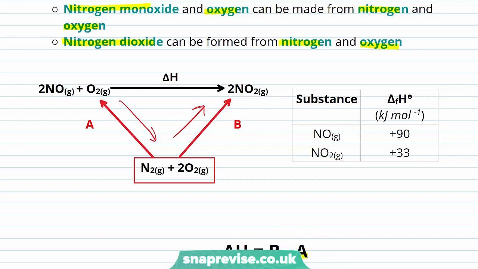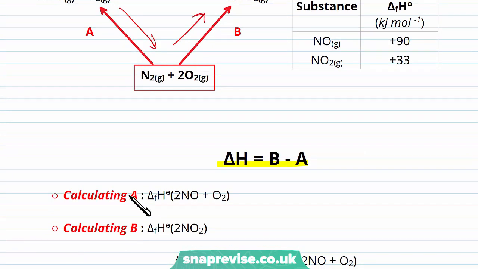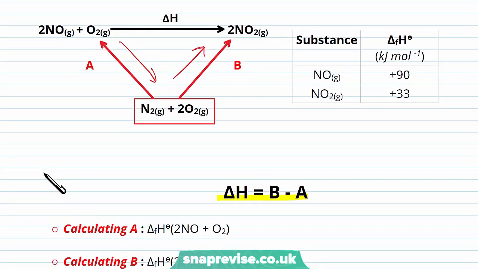So using this and the values that we're given as the enthalpy change of formation, we can go ahead and work out a value for A and a value for B, and then calculate a value for the enthalpy change of this reaction. If we start by looking at A, we can see that A is the enthalpy change of formation of nitrogen monoxide and of oxygen. If we start by looking at nitrogen monoxide, we can see that the enthalpy change of formation of 1 mole of nitrogen monoxide is 90. We need to multiply by 2 as we have 2. So we have 2 times 90.